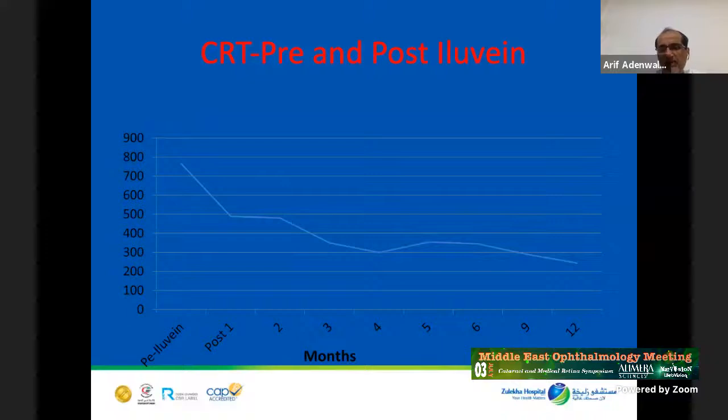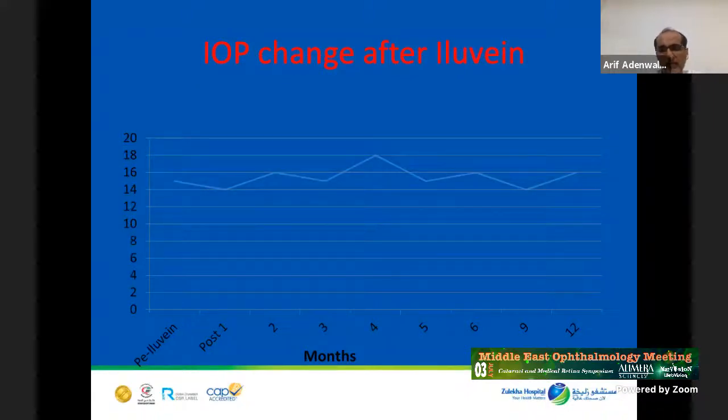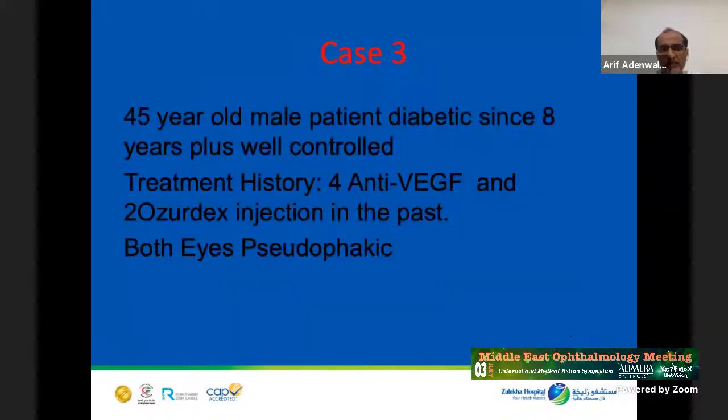So how long it remains stable, whether I need any anti-VEGF later on, I'll see, and maybe in the next webinar I'll try to present it. The IOP was stable in both the cases. There's one more case, a young patient, 45-year-old male, 8 years diabetic, well controlled. He had 4 anti-VEGFs and 2 Ozurdex injections in the past, and the response was very good with Ozurdex, but he also wanted to have something which can stay for a long time.